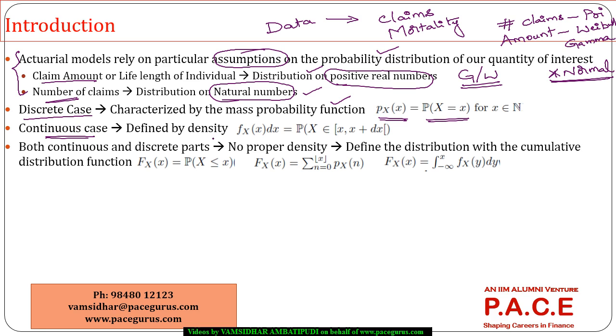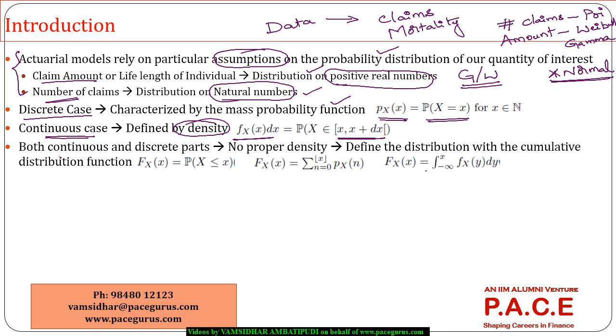Then in the continuous case, we define it by the density function, which is given by f of x, which is as good as the probability that X takes a value in a very small interval between x and x plus dx. So that's how we differentiate a continuous distribution from a discrete distribution.